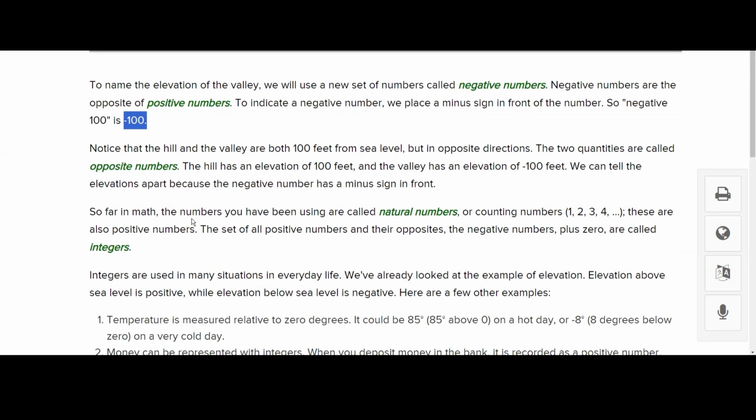So far, the numbers you have been using are called natural numbers, which are the counting numbers 1, 2, 3, 4, 5, 6, 7, 8, 9, 10, and so on. These are also positive numbers. Natural numbers are positive numbers. The set of all positive numbers and their opposite numbers are called integers. So when you have positive and negative numbers combined together, plus 0, all of them are called integers.